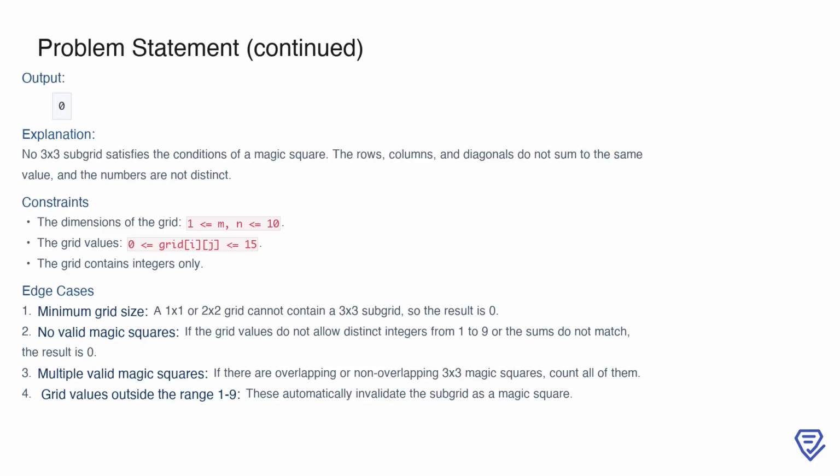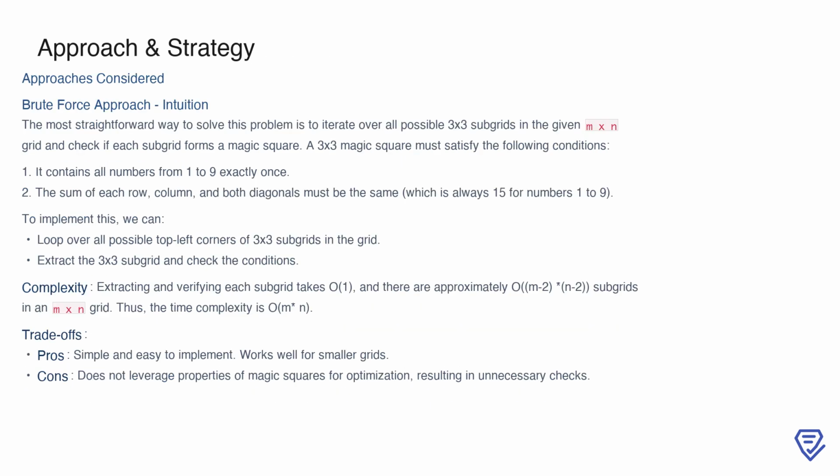When solving this problem, it's also important to consider edge cases, such as grids that are too small to contain a 3x3 subgrid, grids with no valid magic squares, or cases where multiple overlapping magic squares exist. Ensuring that all these scenarios are handled correctly will help produce an accurate solution. To solve the problem of identifying magic squares in a grid, the brute force approach is the most intuitive starting point.